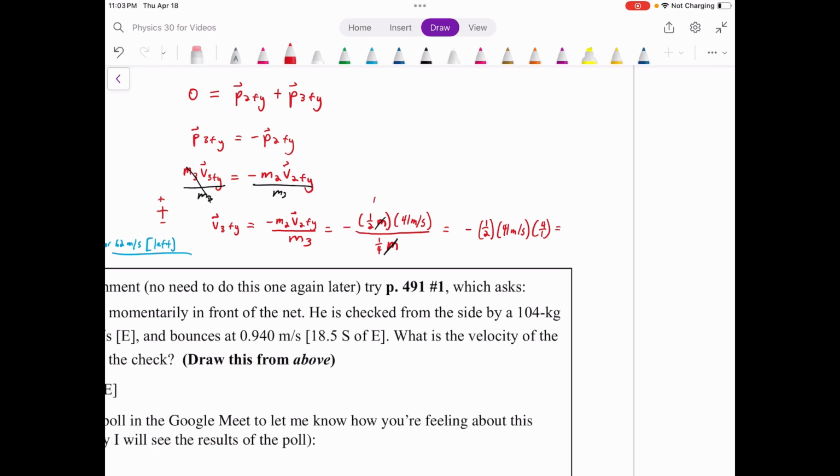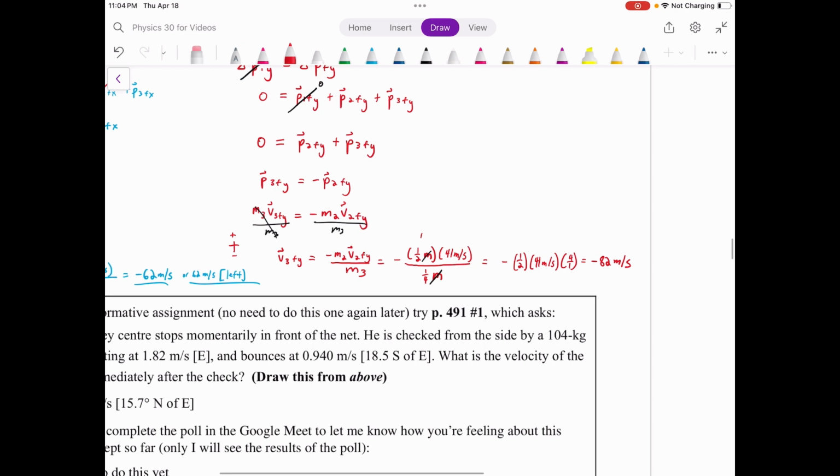Sorry, I'm working sideways here just because I kind of ran out of room. So if we do negative 1/2 times 41 times 4, we get negative 81 meters per second. Sorry, not 81, 82 meters per second. Now, hey, remember our prediction?